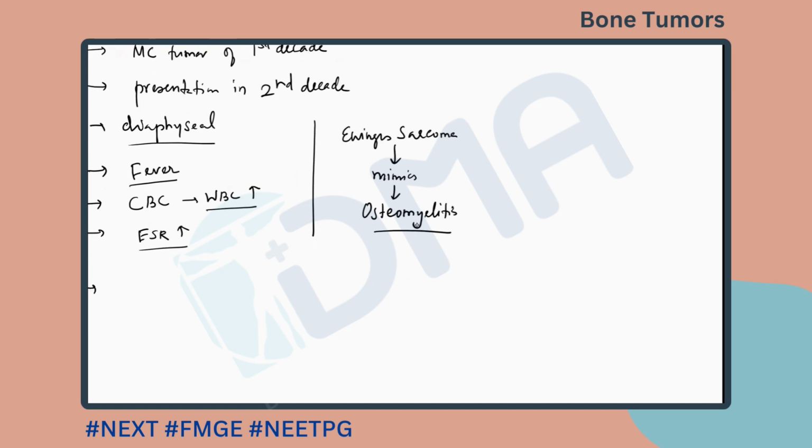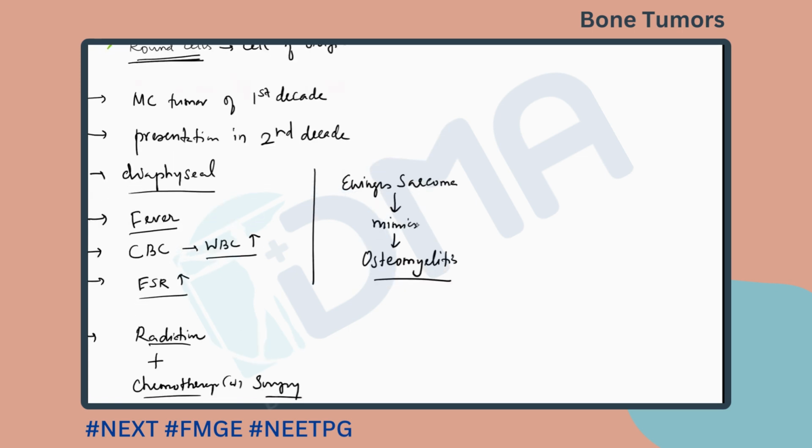Once a patient has Ewing sarcoma, he requires treatment in the form of radiation. Radiation will work in Ewing sarcoma, or you can give chemotherapy, or you can do surgery also to treat this tumor. Radiation, chemotherapy, surgery, anything you can give for Ewing sarcoma. The carry-home message from this is that the cell of origin is round cell, and the patient will present with features looking like osteomyelitis.